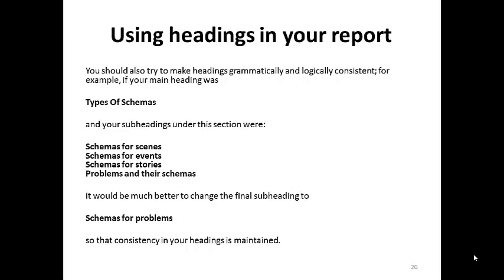You should also try to make headings grammatically and logically consistent. For example, if your main heading was types of schemas and your subheadings under the section were the following: schemas for scenes, for events, for stories, and then problems and their schemas, it would definitely be better to change the final subheading, problems and their schemas, to schemas for problems, just so that the consistency for all the headings is maintained.